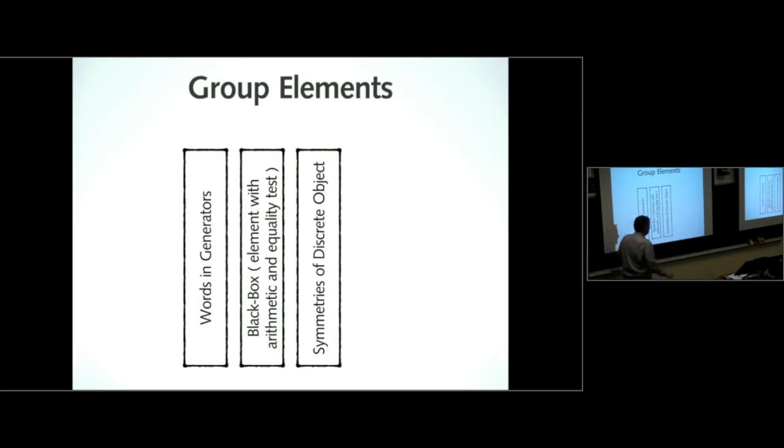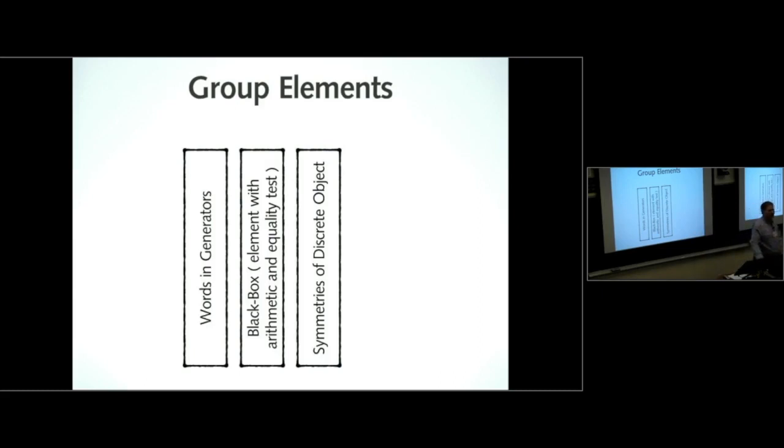We might have, and that's how they arise in topology, finitely presented groups, words and generators. And we might have something where we don't even care about how they are represented, but just that we have a multiplication, inversion, and an equality test. And that is what is called a black box group.